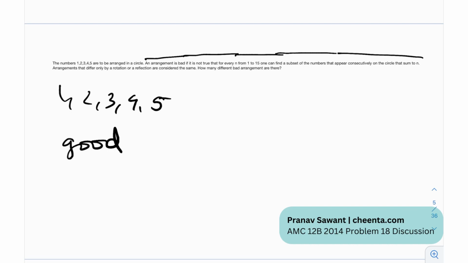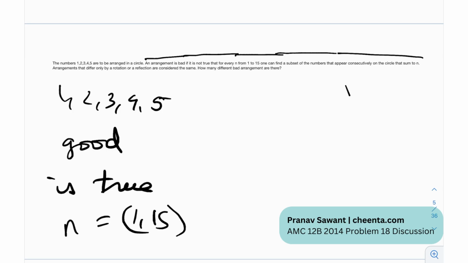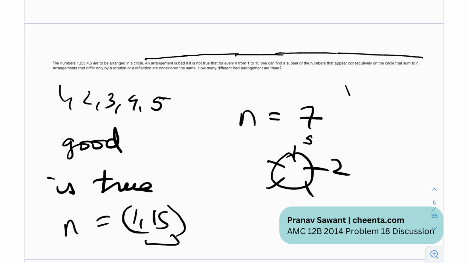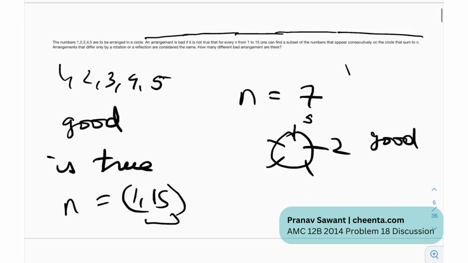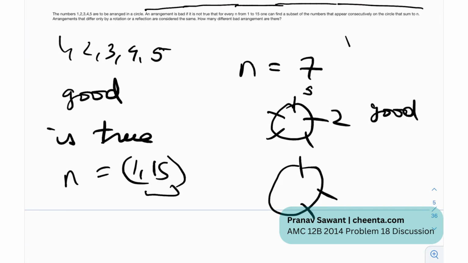So the arrangement is good when it is true that for every n from 1 to 15, one can find a subset of the numbers, for example any kind of combination of these numbers from this set, that appear consecutively on the circle that sum to n. So let's take an example. Let's say n is equal to 7, and we have a circle containing 5 elements, let me demarcate that like this. If we have 5 and 2 consecutively, then this is good, right? If we have, let me draw this again, 4 and 3 consecutively, this is also good, right?